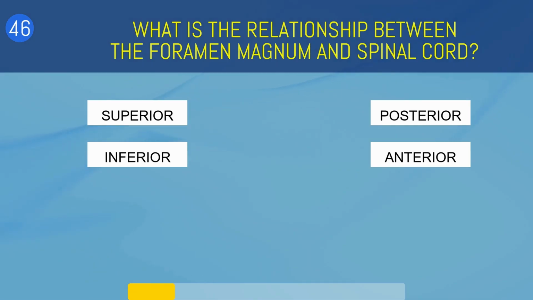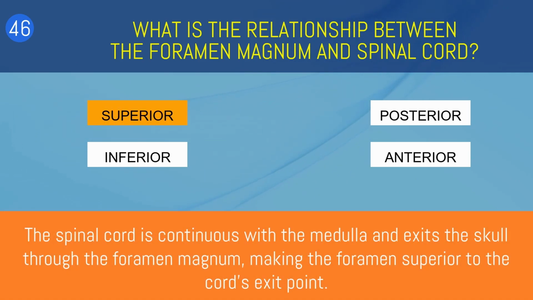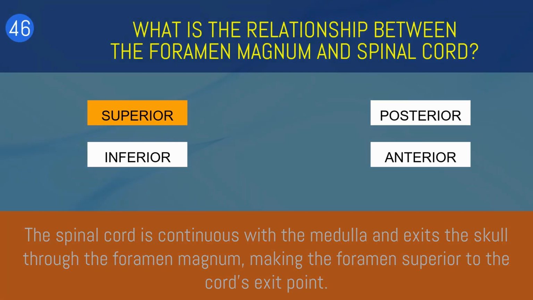What is the relationship between the foramen magnum and spinal cord? Superior, inferior, posterior, or anterior? Superior. The spinal cord is continuous with the medulla and exits the skull through the foramen magnum, making the foramen superior to the cord's exit point.